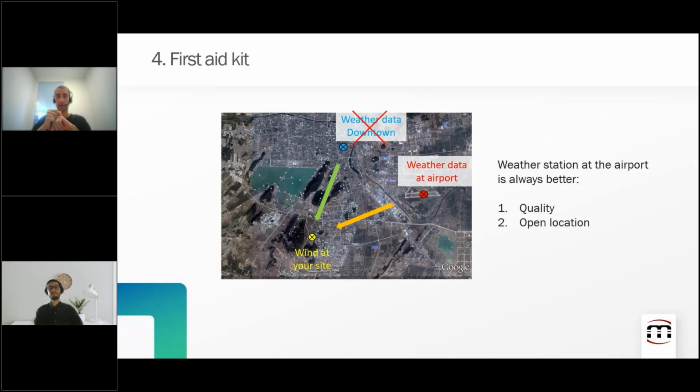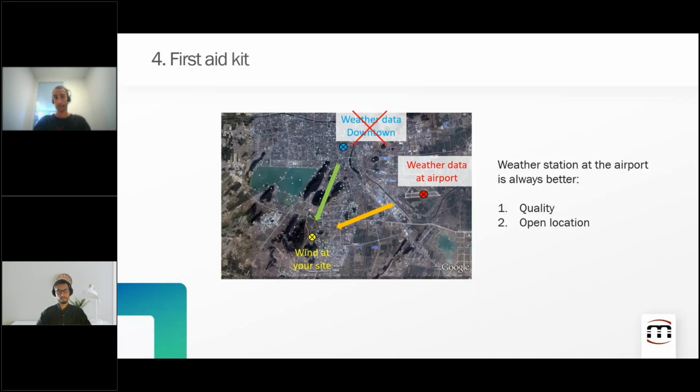Because at the airport they make sure that they have relevant and good data for airplane safety. And they are recorded 24 hours a day, all year, with high frequency. So you can be sure that this is really well set up, whereas in downtown you have no idea of the quality of the data.